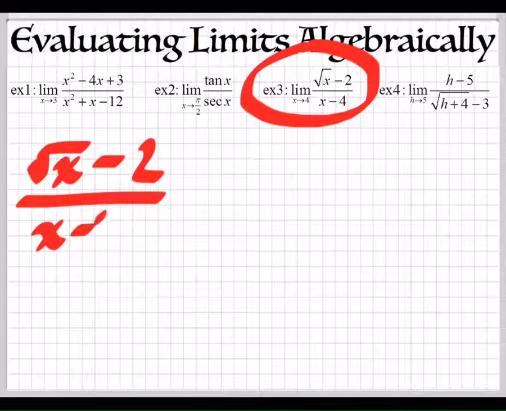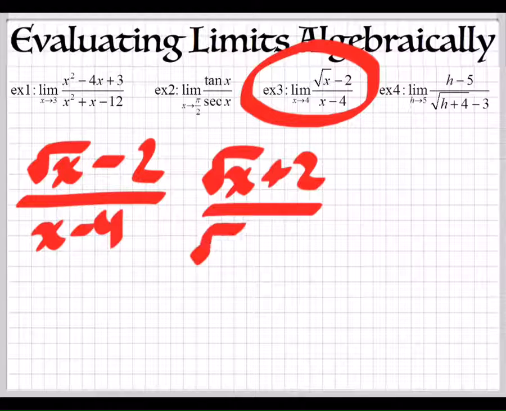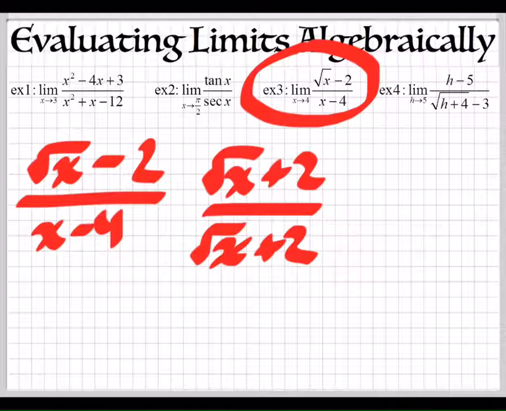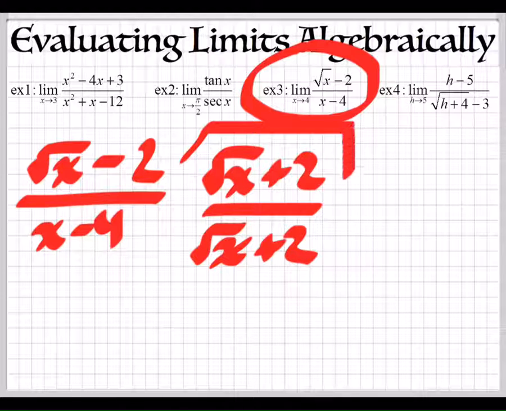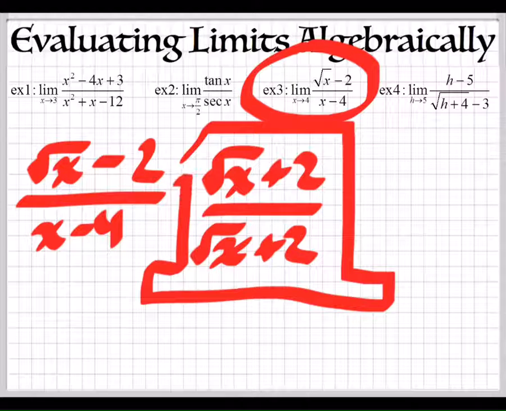So we have x minus 4 on the bottom. So the conjugate of the square root of x minus 2 is square root of x plus 2. And this is going to be a gigantic one. It's a behemoth one. Should I draw the one again? Look at that behemoth one. That's a big one. Okay, and then I multiply them.